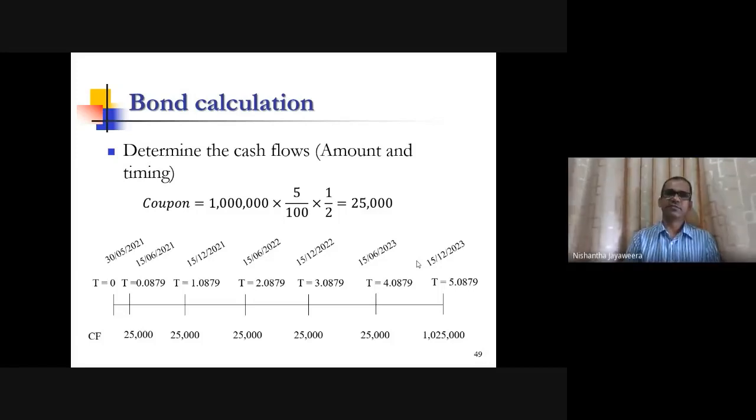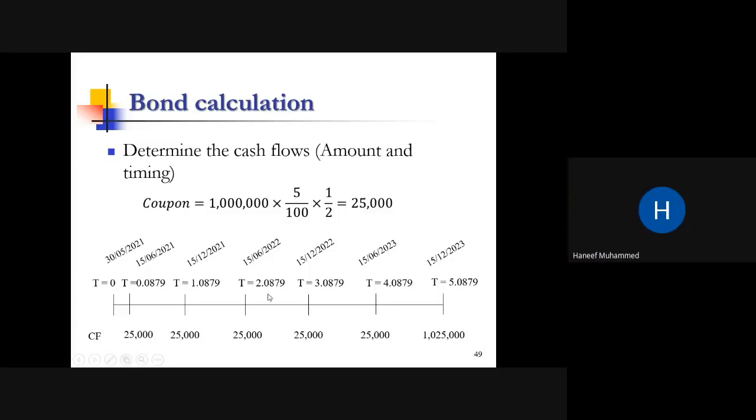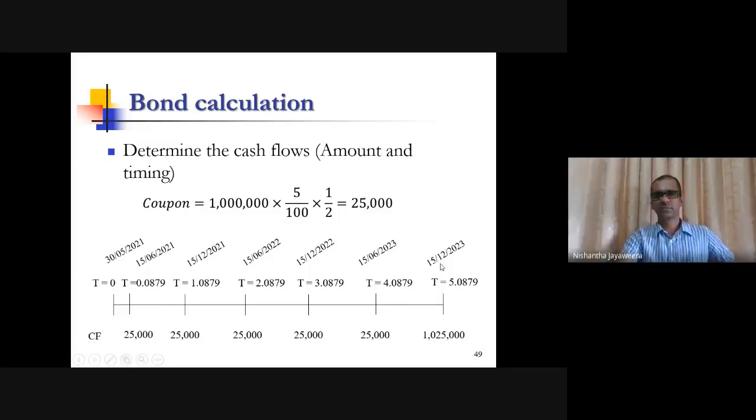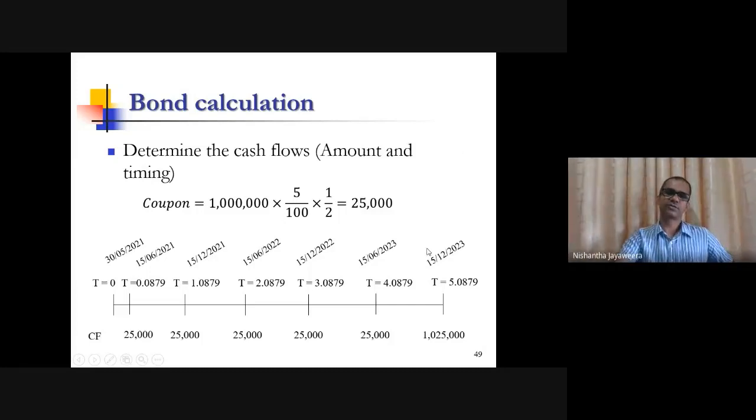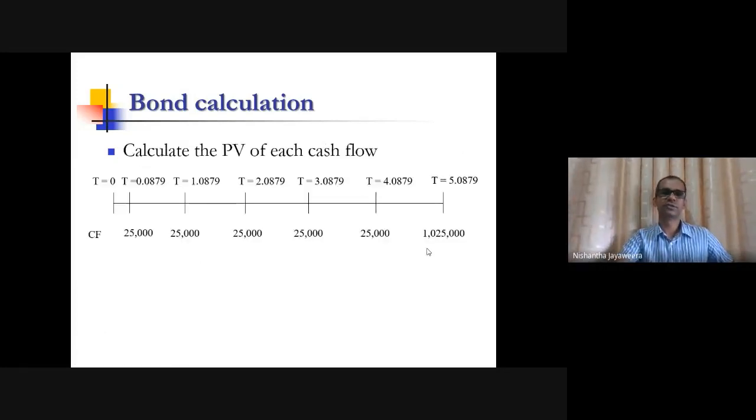That's the key here. When you do a bond calculation in between coupon dates, calculation of this time fraction is a key. Okay. So then what you can do, follow the usual calculation. You have the cash flows and timing of each cash flow. What do you have to do? Calculate the present value. So what is the present value of the first cash flow?